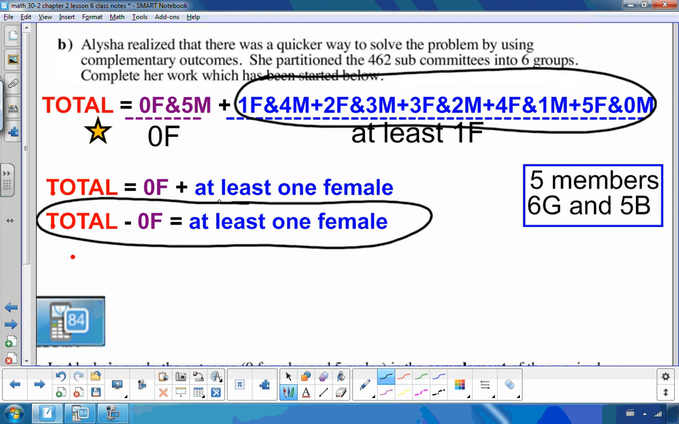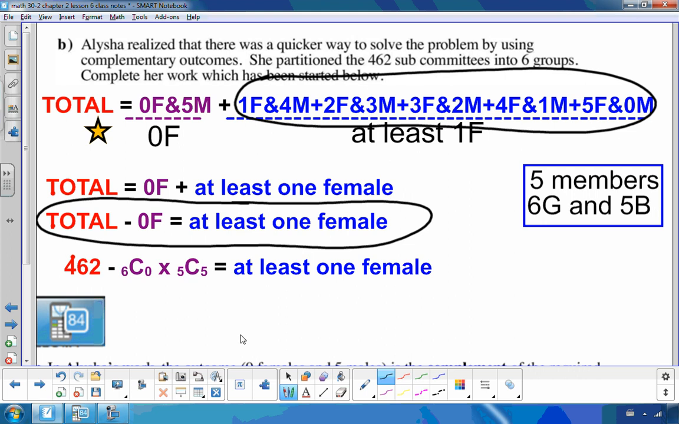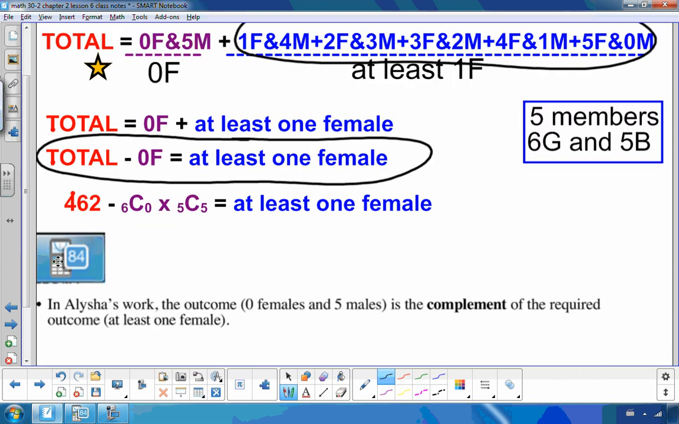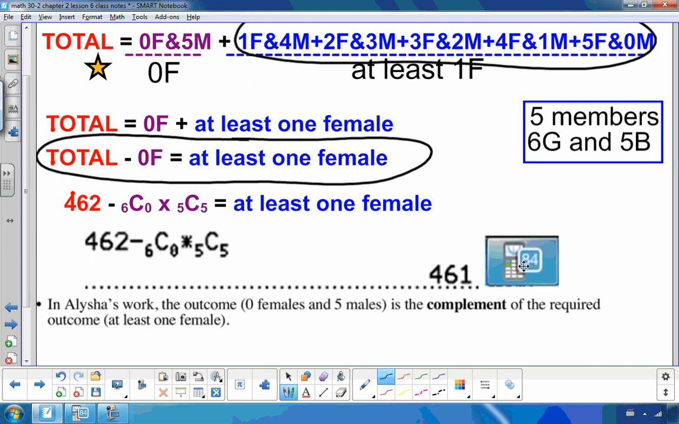Okay, so the total number of committees with no restrictions we already know is 462. That's what we did in the very first question, class example 1. And then I can just take away the committees that have no females. So 0 females and basically all males. And plug that into my calculator. And I just get this. Okay, same answer as before.